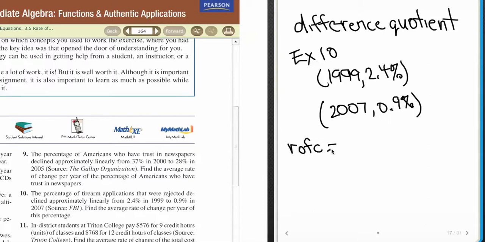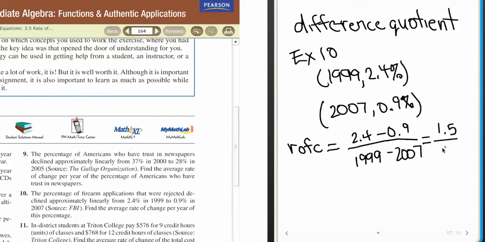And I'm just going to call that R of C. So the rate of change, the difference quotient, we have 2.4 minus 0.9 over 1999 minus 2007. And what we're going to notice here is that this gives us a 1.5 and this gives us a negative 8. And remember, it did decrease. The slope, the rate of change, is decreasing, so it's a negative quantity.